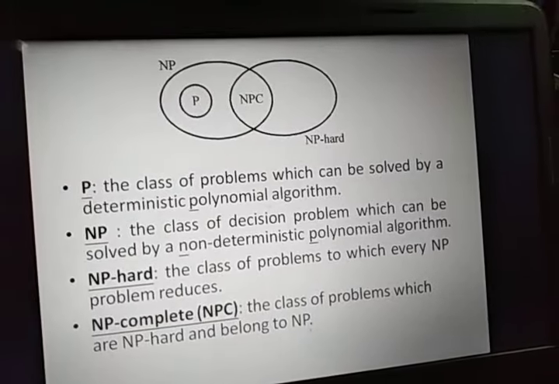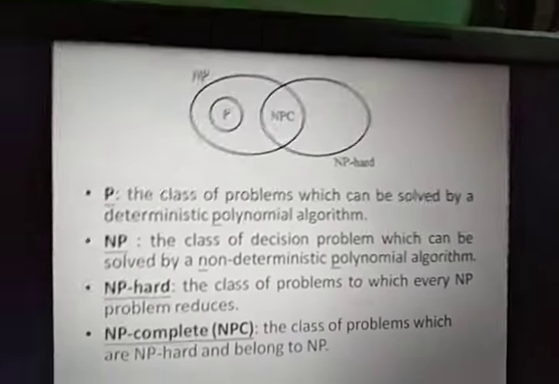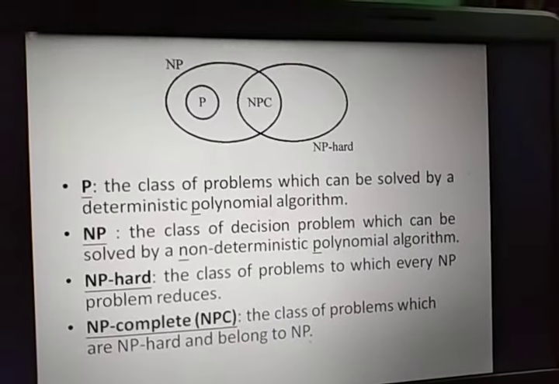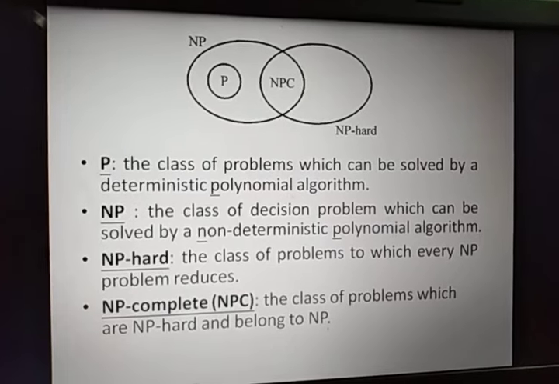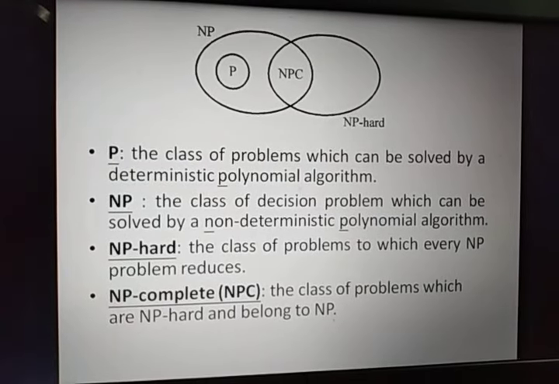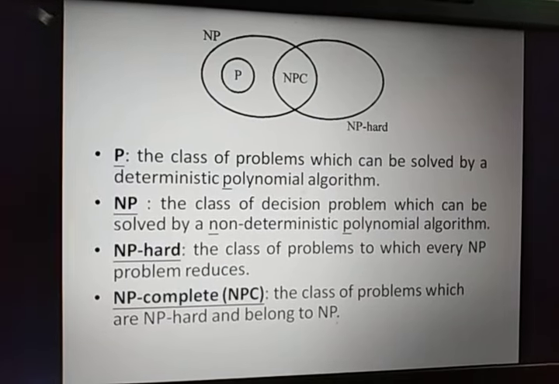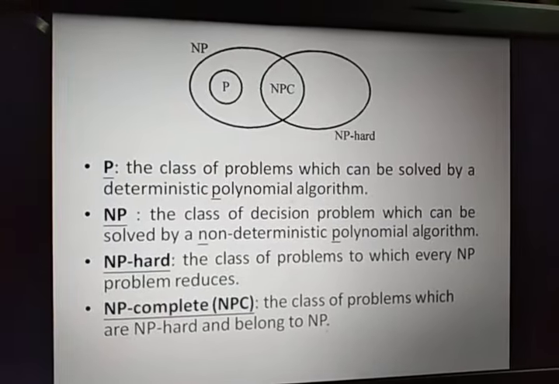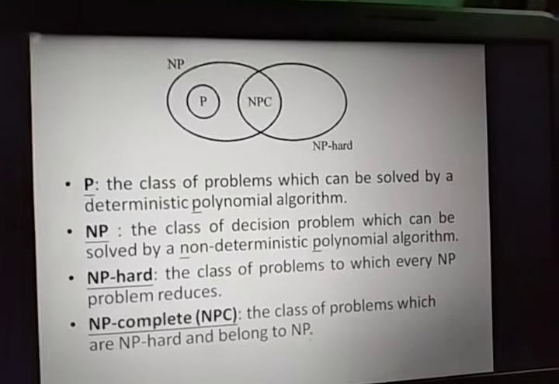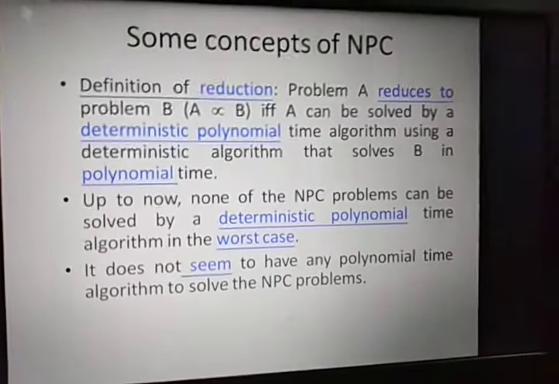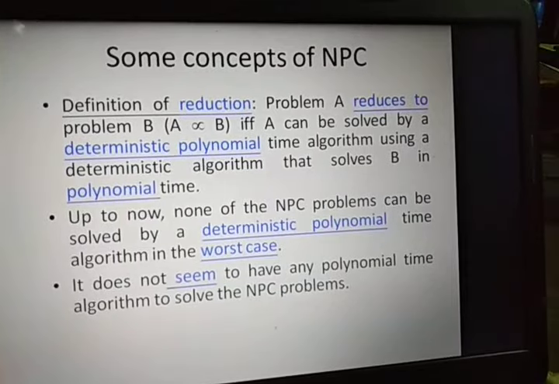The relationship between all these four classes has been shown in the Venn diagram. P is a subset of NP, and NPC is the intersection of NP and NP-hard. So having these concepts, now let us go with Cook's theorem. These are some of the concepts with NP-complete problems.